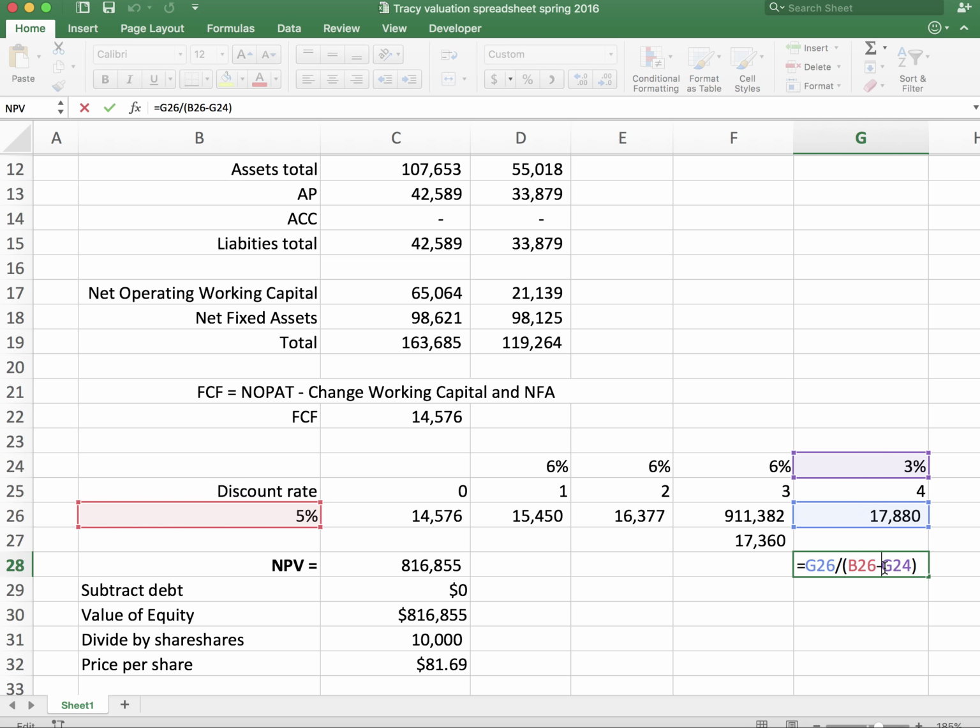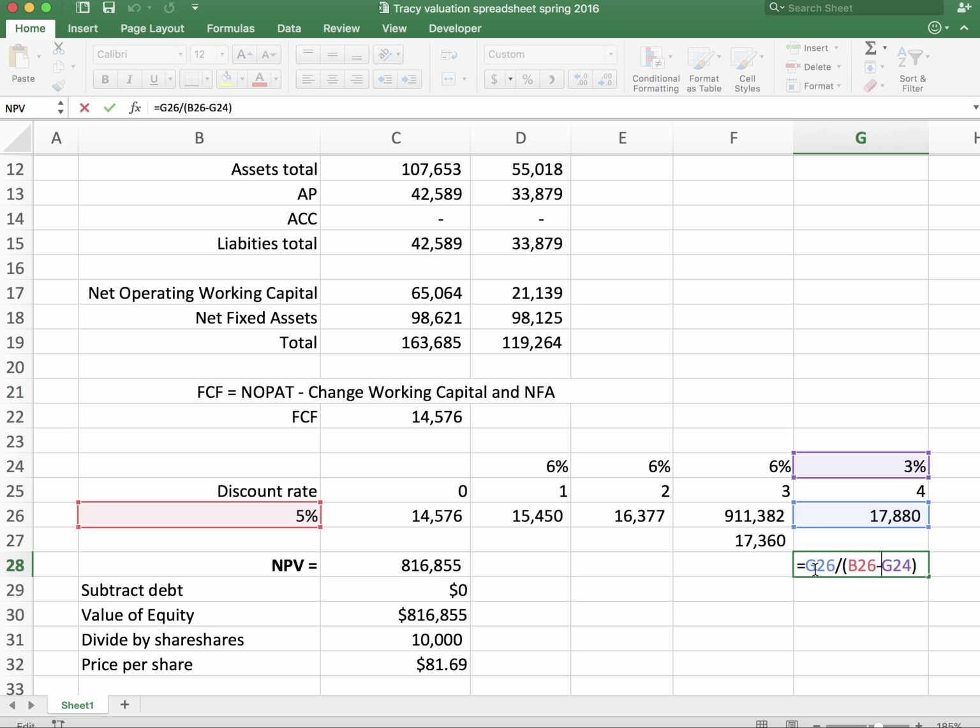So in that case, we have D1, which is G26. G26 represents the next period dividend. This is the year 4 dividend, or the year 4 cash flow. And then we divide by B26, which is what we could have if the company wasn't going to grow. But the company is going to grow, and it's going to grow at 3%, which means we have to put some money back into it. So G24 is the 3% that's going to continue along with the company.